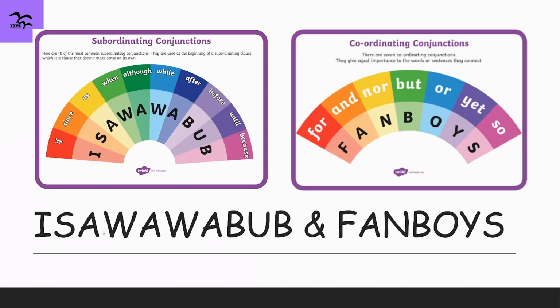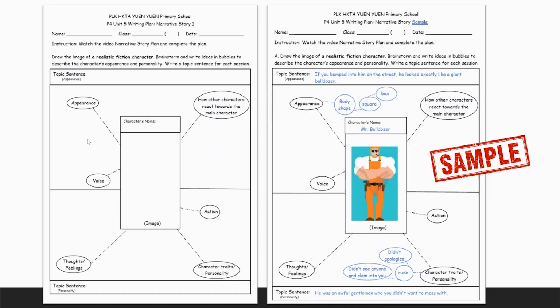The second reminder is about using compound sentences in your writing. Here are two posters of words that help you to form compound sentences. They are I saw a wabub and fanboys. These words help you to form a more meaningful sentence. Please make sure you use at least one word here in each of your paragraphs.